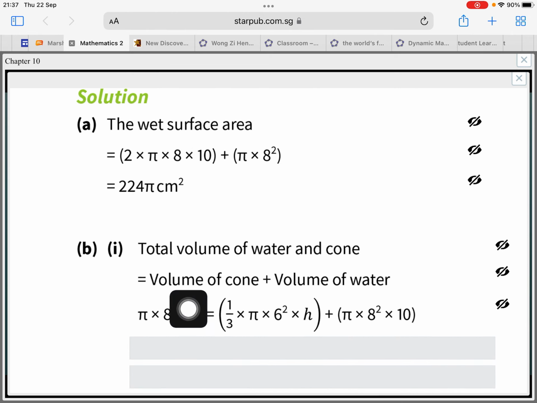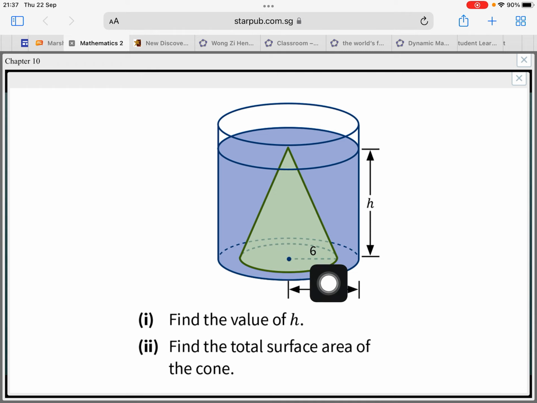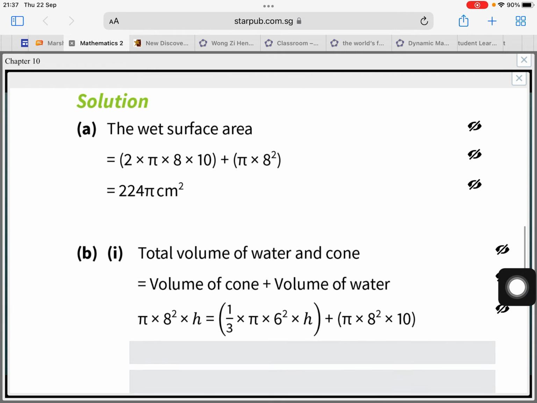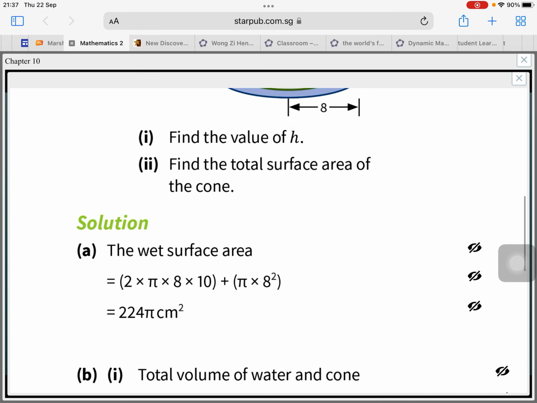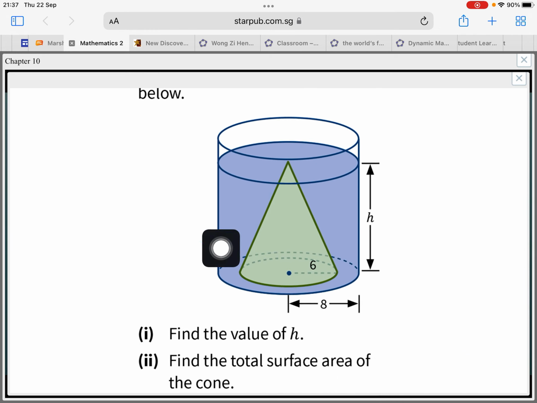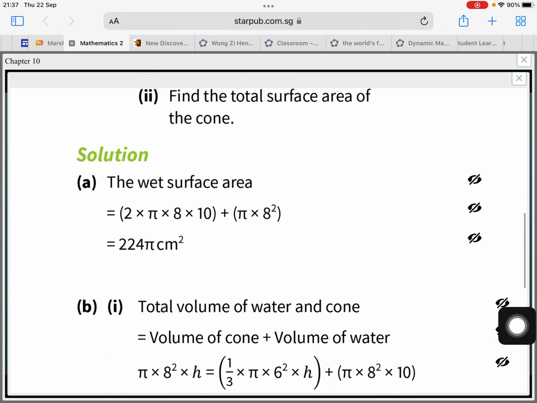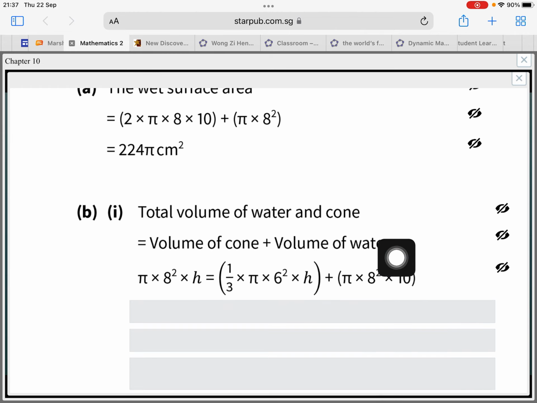Volume of cone, 1/3 pi 6 square times h. Then there's also pi times 8 square times 10. That's the original volume of water, okay, before you add in the cone. So that's the volume of water where the h is 10. So pi r square, so pi 8 square times 10. Okay, so once you have this, now you have formed the equation.